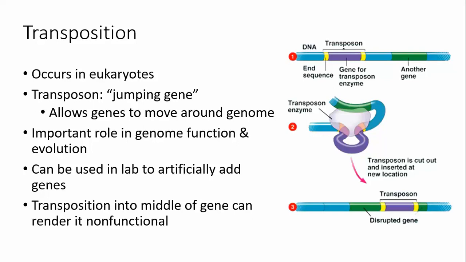Transposition is usually happening in eukaryotes. A transposon is called a jumping gene, and it basically is a segment of DNA that can very easily jump from one area to another. And you don't need to know anything about how that happens or anything like that. However, these transposable elements can move around in the genome. They can cause mutations if they land in the middle of a gene, and you can also use them in the lab to try and artificially add some genes.